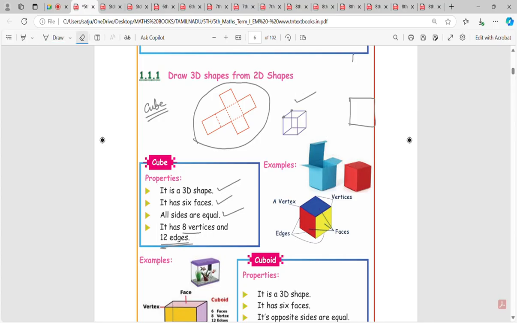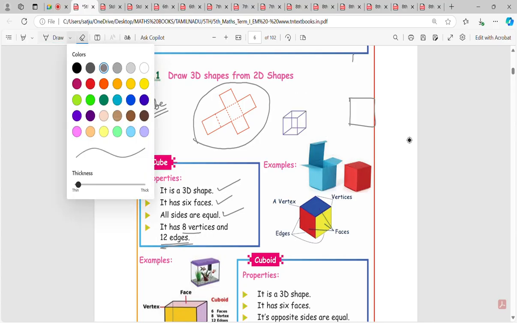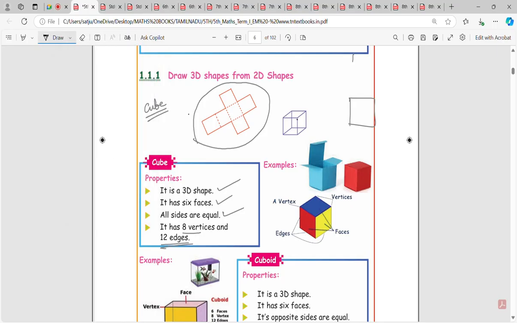Then what do you mean by edges? Now try to understand. An edge is nothing but the line joining any 2 points. Line joining 2 points. So here the front side has 2, the back side has 2, so that is 4. The top has 4. The bottom has 4.